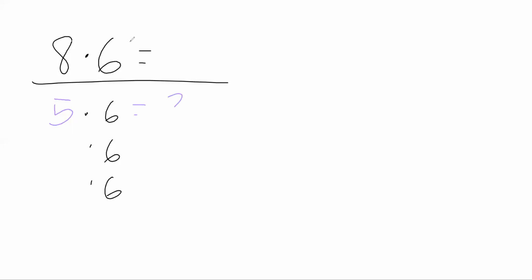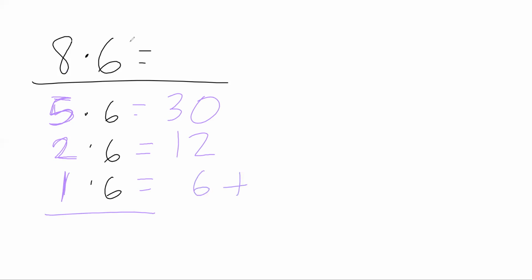8 times 6. Okay, so I'm doing groups of 6. I need 8 groups of them, but maybe I'll start with a group of 5. Well, 5 times 6 is 30. There's 5. I need 8. So 5, 6, 7. Group of 2. That's 12. And then one more is 8, right? Again, see that? 5, 6, 7, 8. So all of these added together is the same thing as 8 times 6. So 48. Boom. Taking what I know to solve the ones I don't.